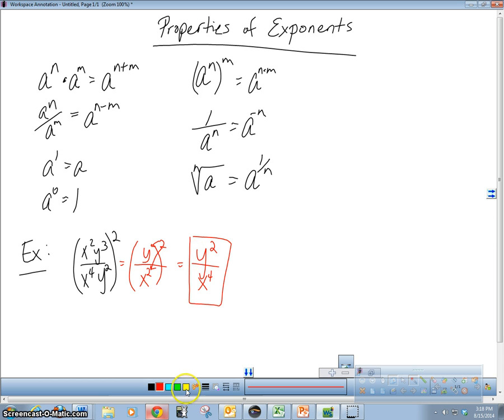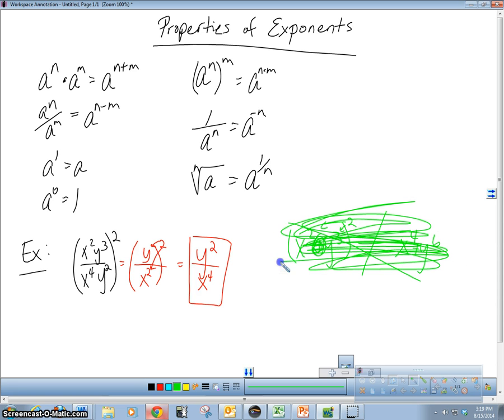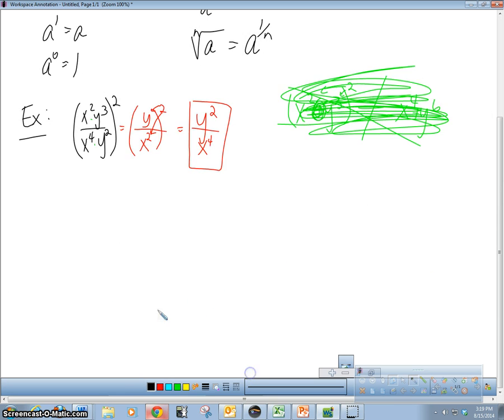Now, what I was talking about a second ago about whether or not you can use these with a plus or minus, if I add x squared plus y cubed raised to the power of 2, this is not x to the 4th plus y to the 6th. I cannot distribute this 2 if there's a plus right there. So don't do this. Don't distribute the power if you have a plus or minus inside. Notice these are all multiplied together, so I can distribute the power. Okay? But if you have a plus, you cannot do that. Alright. Let's look at another example.